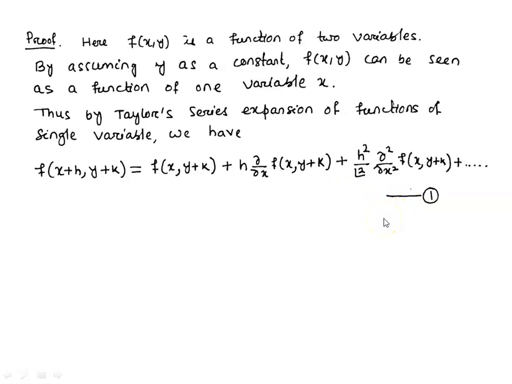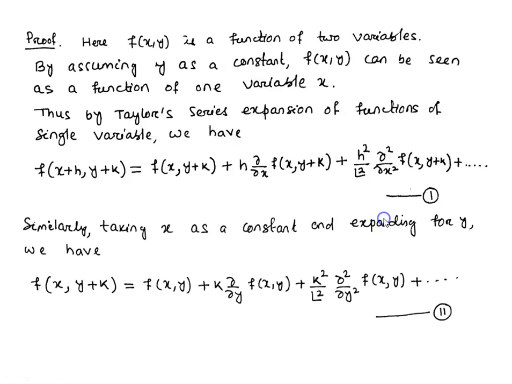Now let us take x as a constant and change y. By taking x as a constant and expanding for y, we have f(x, y+k) can be written as f(x,y) + k ∂/∂y f(x,y) + k²/2! ∂²/∂y² f(x,y).